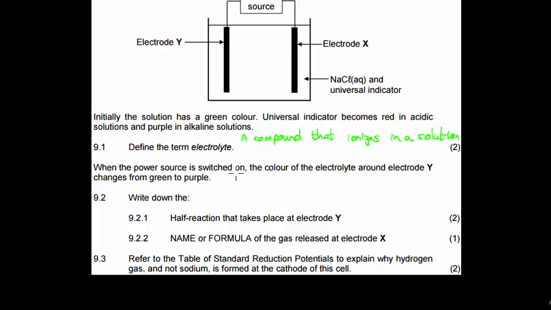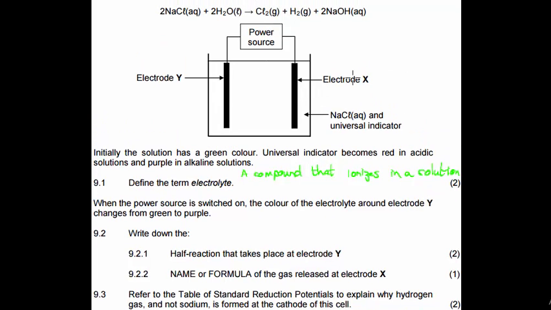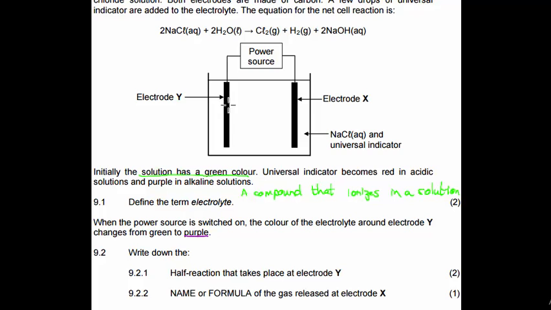When the power source is switched on, the color of the electrolyte around electrode Y, so here's my electrode Y, changes. Remember they said that initially the solution had a green color; it changes from green to purple. So now it's changed to purple, and they ask us to write down the half reaction that takes place at electrode Y. So at electrode Y, what is happening?